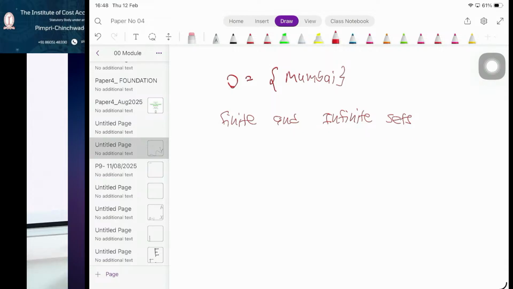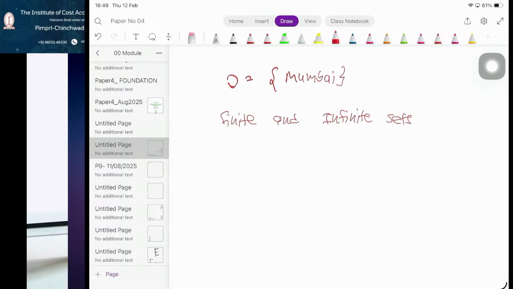Next is finite and infinite set. A set in which the process of counting of elements comes to an end. We can count and it stops somewhere. That set is called as finite. That set is named as a finite set. A set which is not finite is called as infinite set.